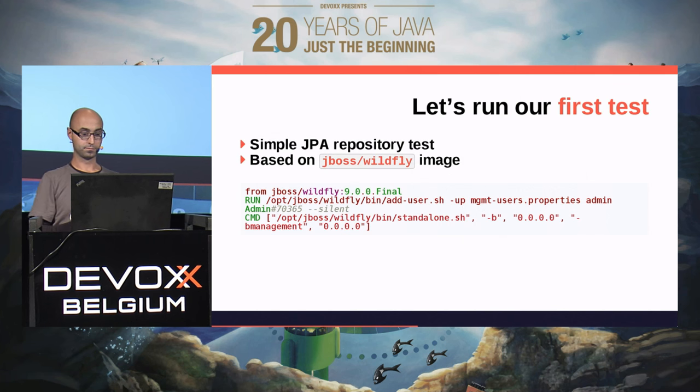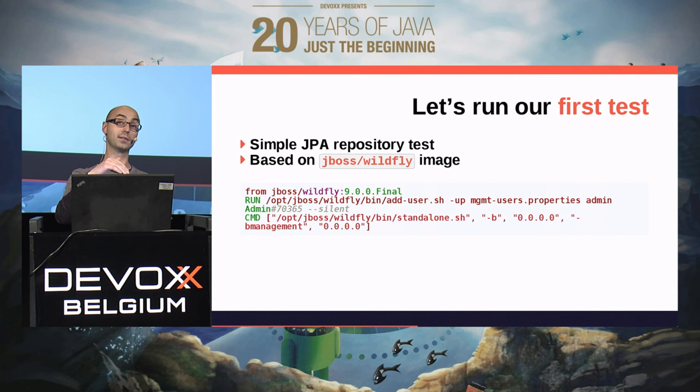So, this is an example of how to run WildFly in a Docker file. So you put here the image, you add the users. Because if you want to deploy something to WildFly, you need to provide a user and password to deploy that file. So you need to add the users, and finally we start the WildFly.